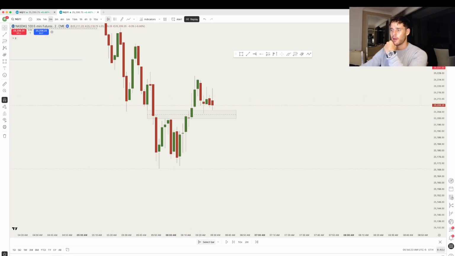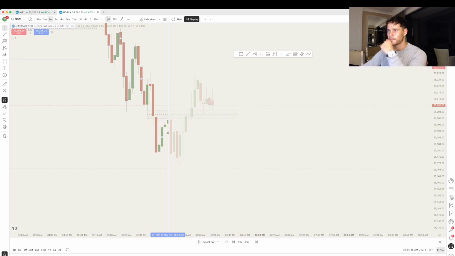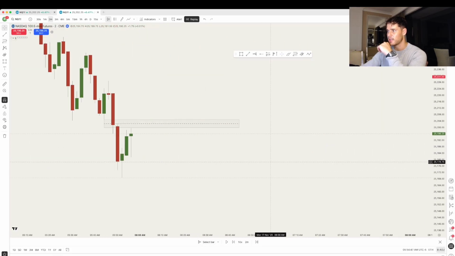But what I want to do now is select the bar, right? Which is going to give me the ability to click a bar to go back in time, okay? So whatever bar you click, it'll be the previous bar that's going to be the one that is printed. So based on the 2 minute, I'm going to click this one, and this is technically our entry.